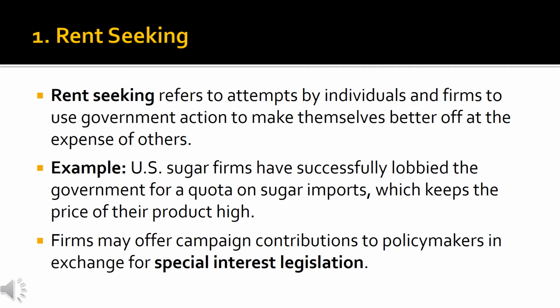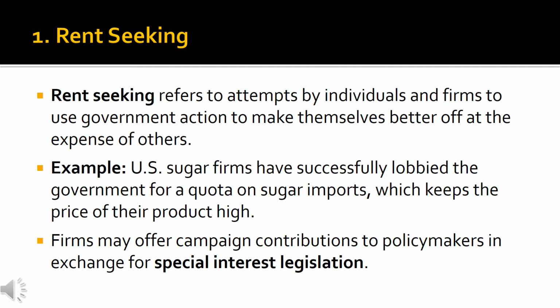A salient example of this is U.S. sugar firms. Over the years, they've successfully lobbied for the government to place a quota on sugar imports and to keep that in place. What these sugar import quotas do is limit the amount of sugar that can be brought in from other countries. It costs a lot less in other countries to grow sugar than it does in the United States because they have a more suitable climate. So sugar producers in the U.S. could not compete against sugar producers from other countries.